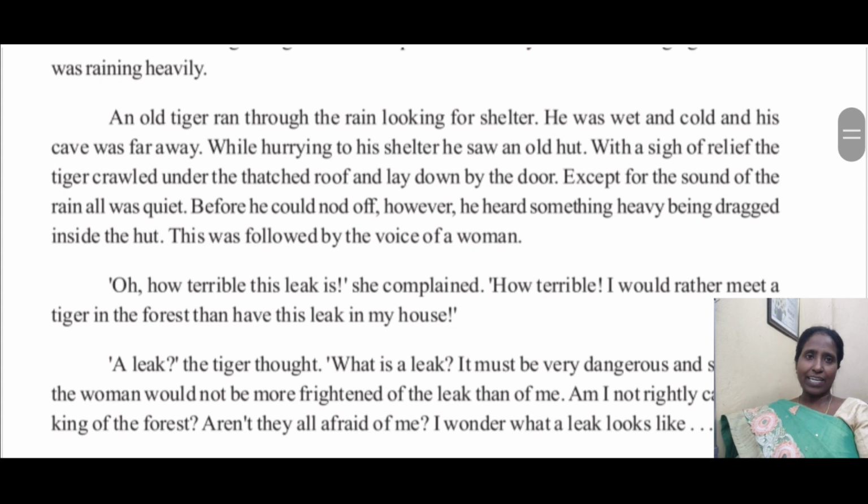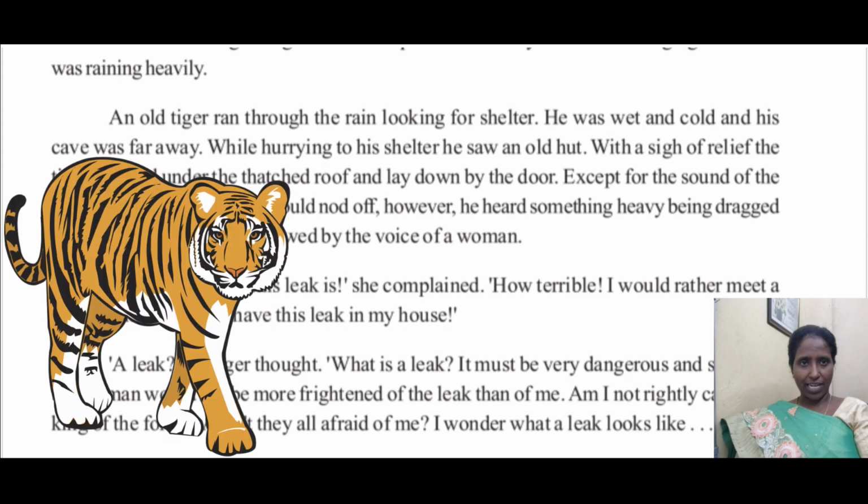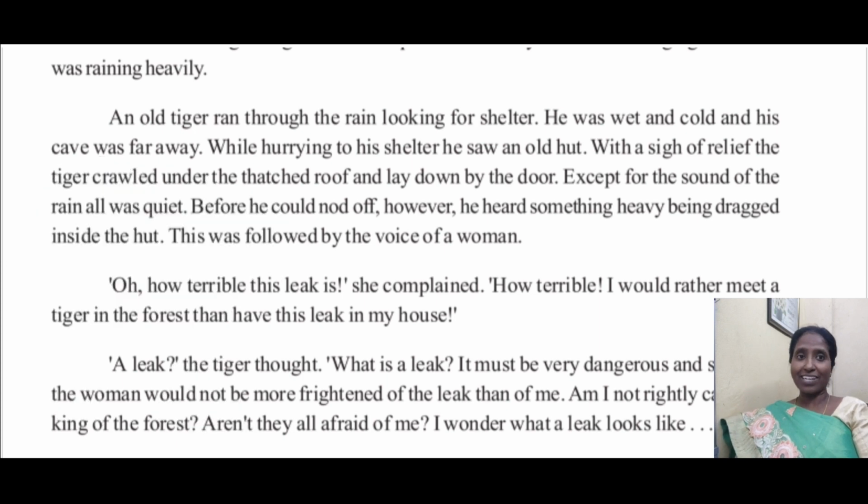An old tiger ran through the rain looking for shelter. So this was a forest. In the forest there was a tiger, and the tiger is unable to take the shivering rainwater. Generally rainwater is very cold, isn't it? So this tiger is trying to protect itself from the rainwater. It is searching for some place where it can hide. Hide means protect itself for a while from the rainwater.